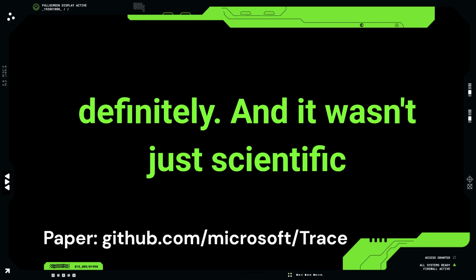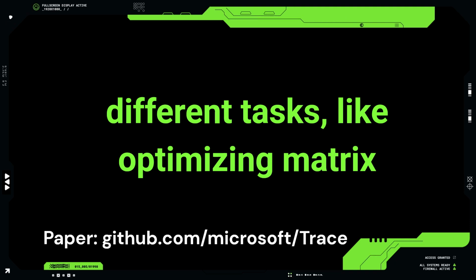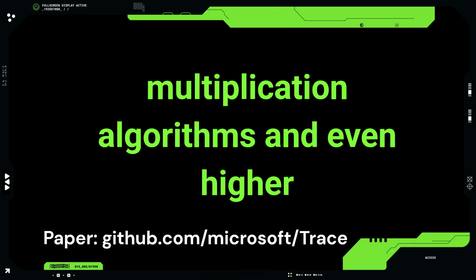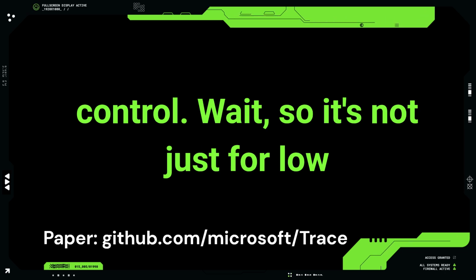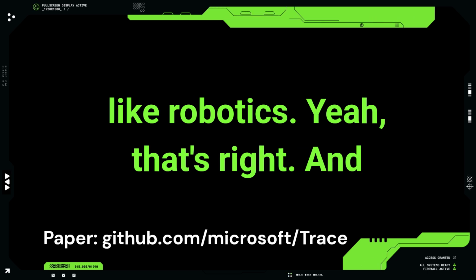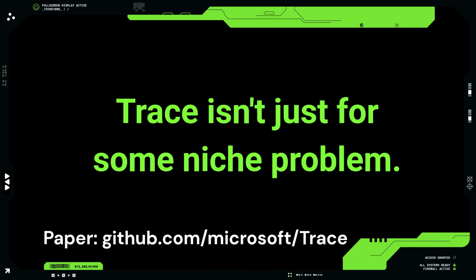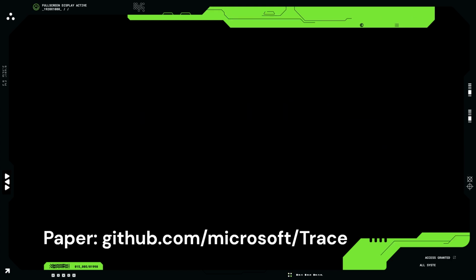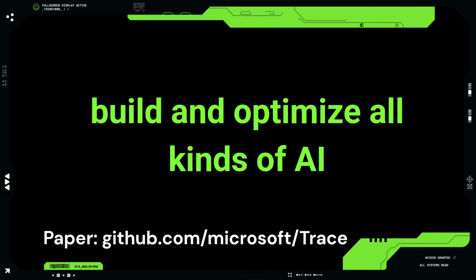Yeah, definitely. And it wasn't just scientific stuff. They also tested it on a bunch of different tasks, like optimizing matrix multiplication algorithms and even higher-level AI tasks like reasoning and robot control. Wait, so it's not just for low-level code. It can optimize whole AI workflows, even for complicated things like robotics. Yeah, that's right. And that's one of the big takeaways here. Trace isn't just for some niche problem. It has the potential to change how we build and optimize all kinds of AI systems.